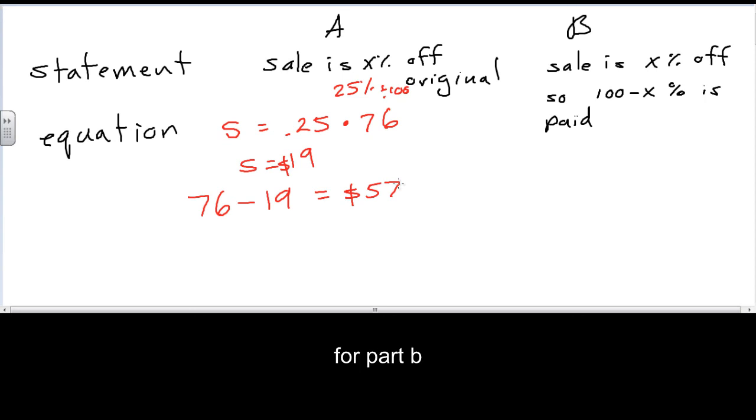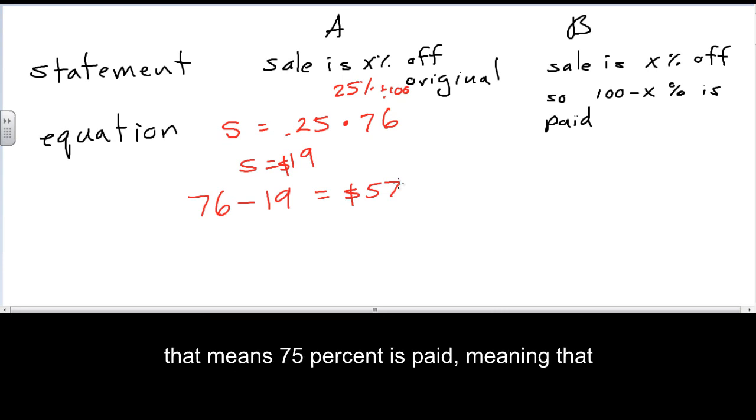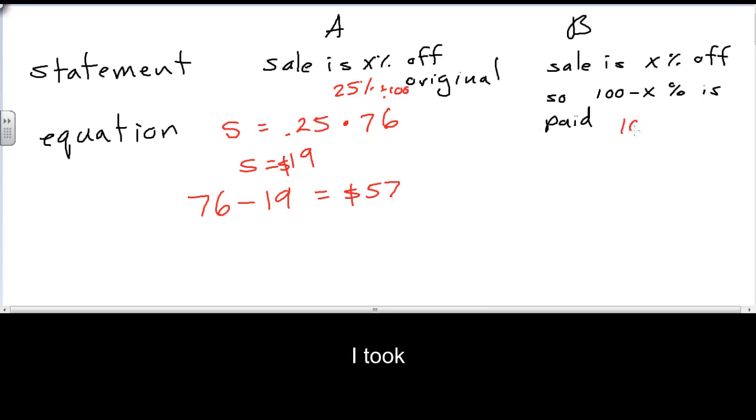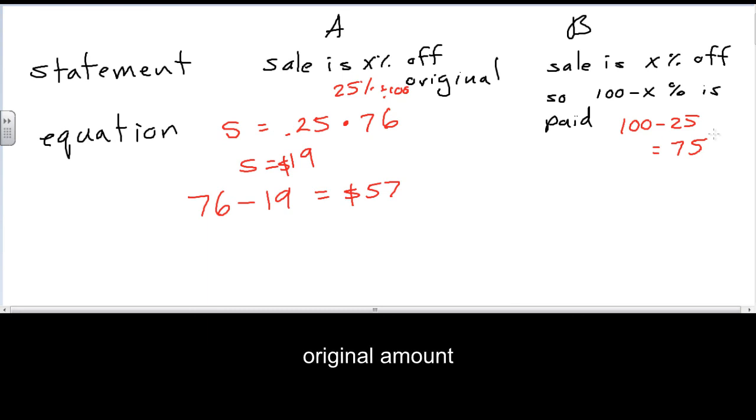For part B, we interpret it as if the sale is X% off, or in this case 25% off, that means 75% is paid, meaning that I took 25 from 100. We're looking at it this way as we're actually paying for 75% of the original amount. So what we're paying, I'll call it P, is, interpreted as an equal sign, 75%.